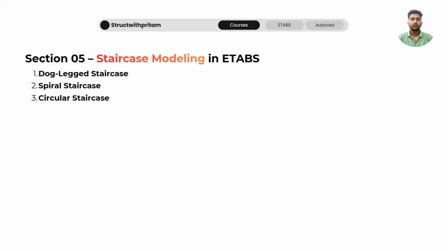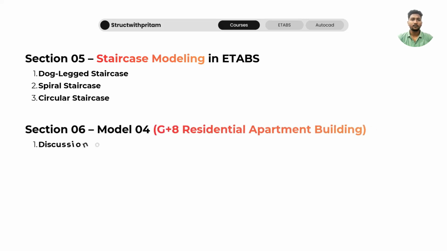In it, we are going to see 3 types of staircase modeling: the dogleg staircase, spiral staircase, and circular staircase. We have covered all this concept very clearly in it, and you will be much more clear when you see these topics. After that, section 5 gets over.